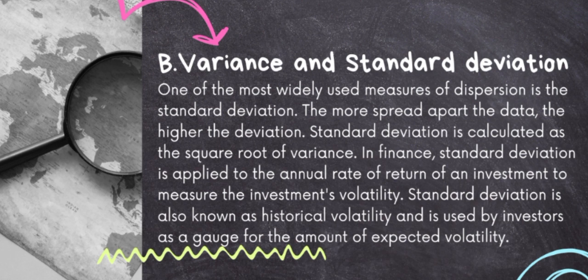And standard deviation is also known as historical volatility and is used by investors as a gauge for the amount of expected volatility. So it is commonly used by investors to calculate the amount of expected volatility.